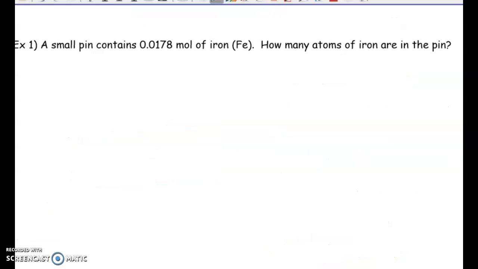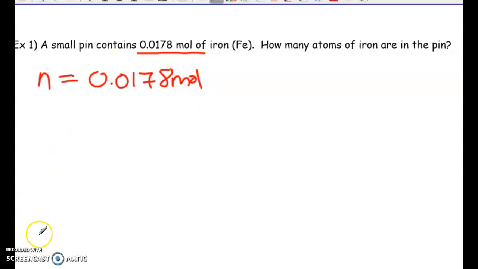So let's take a look at an example question. I'll always try to do one and then have you try one, okay? So a small pin contains 0.0178 moles of iron. As we go, we're going to jot down what we have. This is exactly the way I'm going to do these types of questions, and how I'm going to expect you to set this up. So number of moles, right, we're using the symbols now that we understand what they are. So moles is 0.0178 of iron.